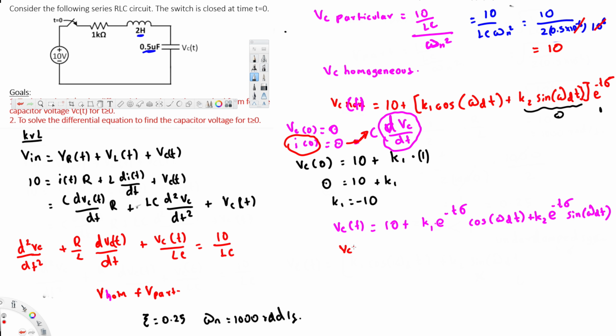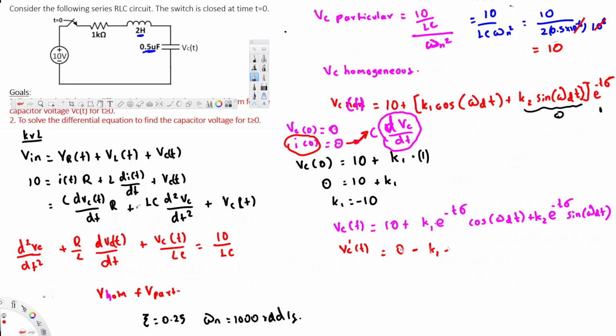Now let's take the derivative of this one. Vc prime of t is going to be equivalent to, if you take the derivative of 10, that's going to be just 0. And when we consider this part, this is going to be a product rule because we have two functions related to t, right? So let's take the derivative of this one first and keep the other one as it is. K1 is going to be a constant, so we just keep that one as it is. And if we take the derivative of this one, this is going to be multiplication of -1. Okay, so we are going to have negative in front.